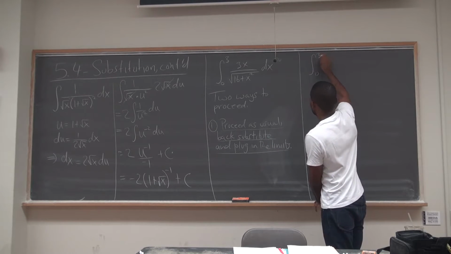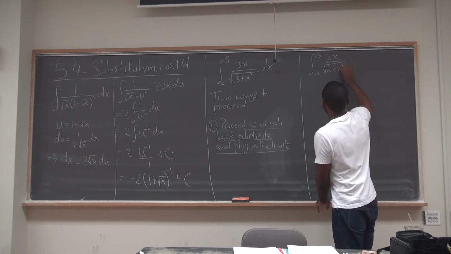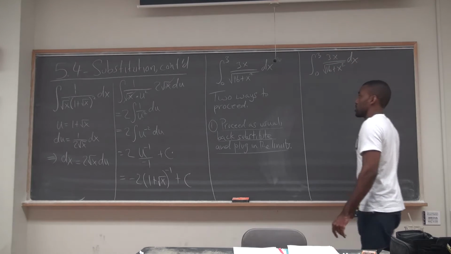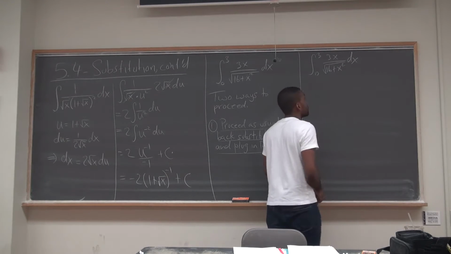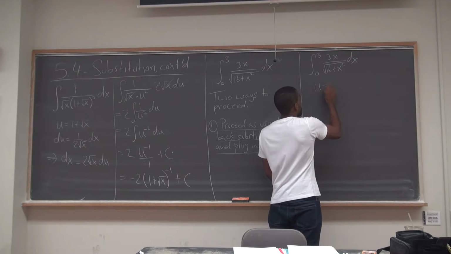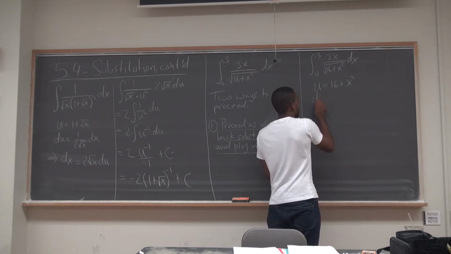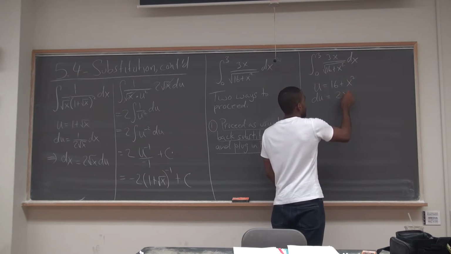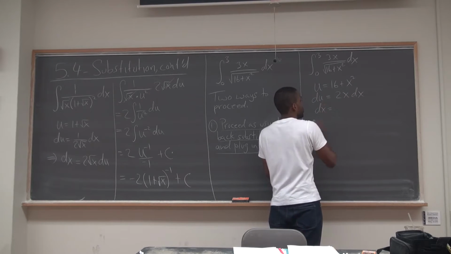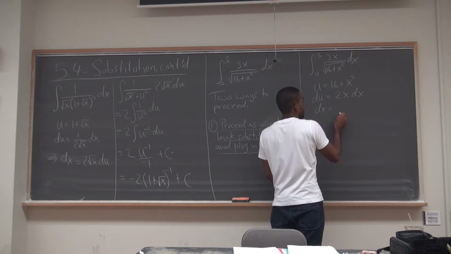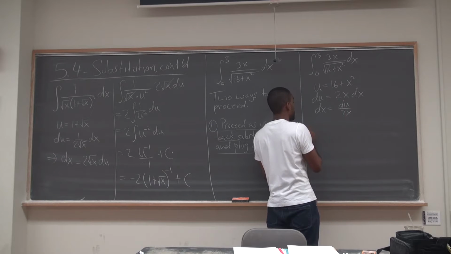So if you have the integral from 0 to 3 of 3x over radical 16 plus x squared dx, how do we proceed as usual? u equals 16 plus x squared. du is going to be 2x dx. So your dx is going to be du over 2x. Okay, so now you're going to substitute these.